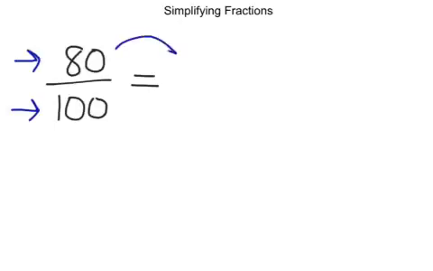So what I'm going to do is divide the top by 10, and whatever we do to the top, we also do to the bottom. So I divide it by 10 as well. So 80 divided by 10 is 8, and 100 divided by 10 is 10.